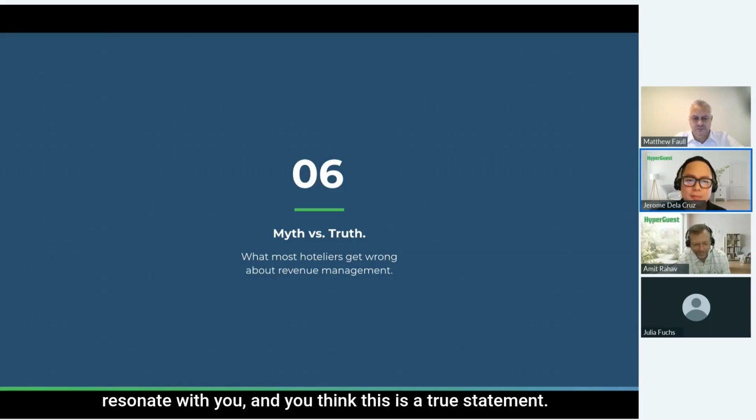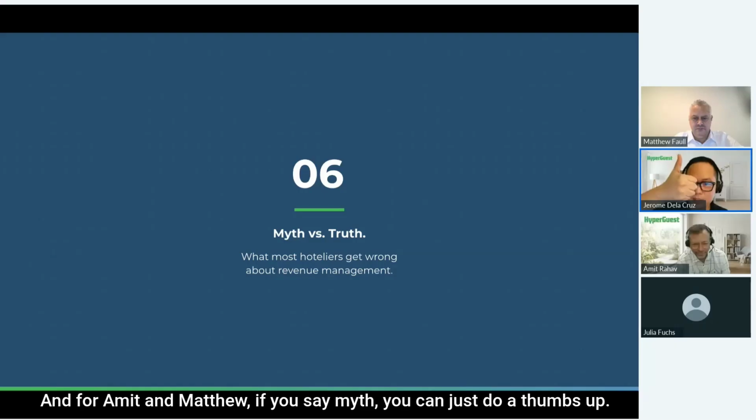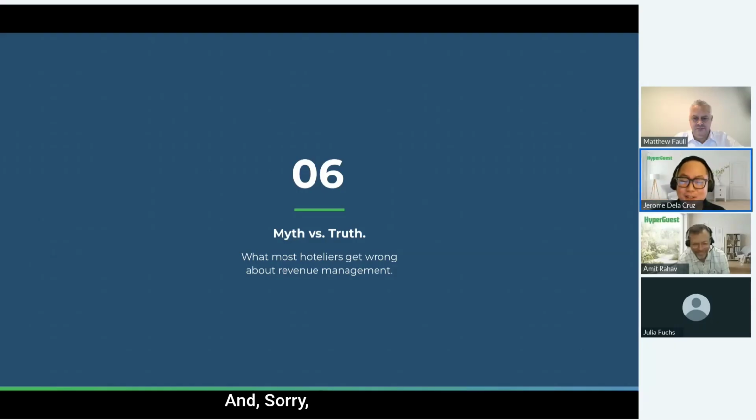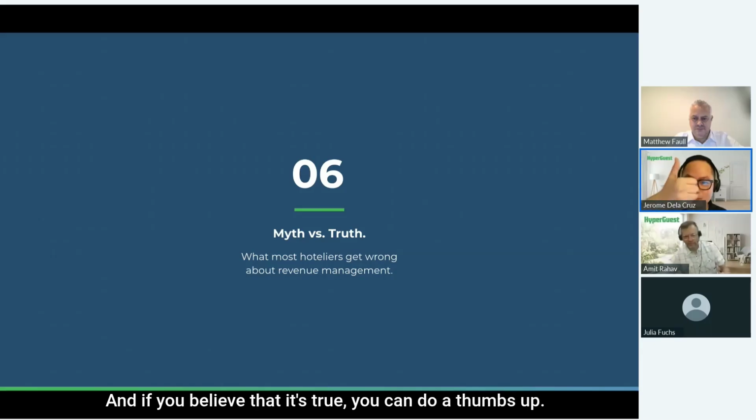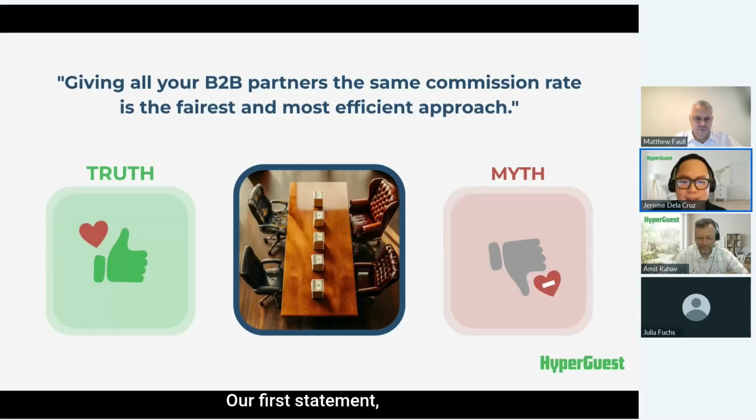And for Amit and Matthew, if you say myth, you can just do a thumbs down, and if you believe it's true, you can do a thumbs up. Okay? Are we ready? Okay, let's start. Our first statement.